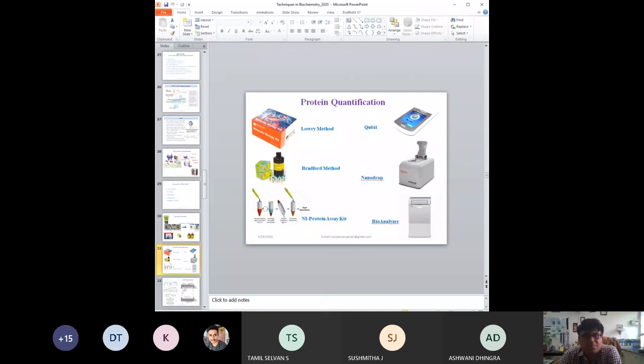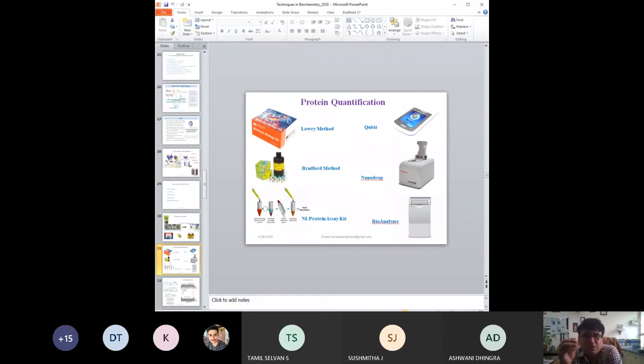The most common of these is Bradford dye, which we use in our lab on a routine basis. Then I told you that now we have instrument-based quantification of protein also. The cheapest one is the NanoDrop, but the instrument cost is around 8 to 9 lakh rupees. This is an emission-based method, where you put a drop of the sample and it tells you the quantity of the protein, or it can also be used for nucleic acid. So it will tell you the quantity.